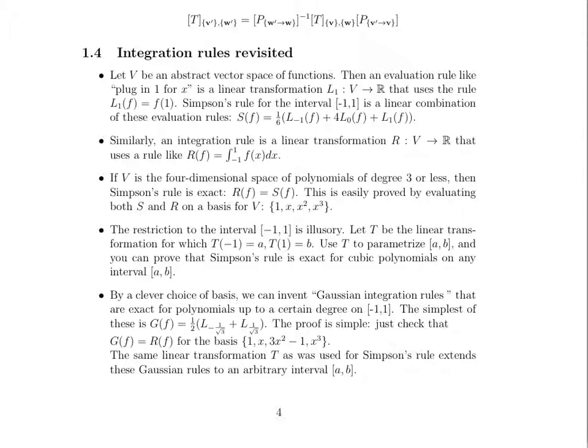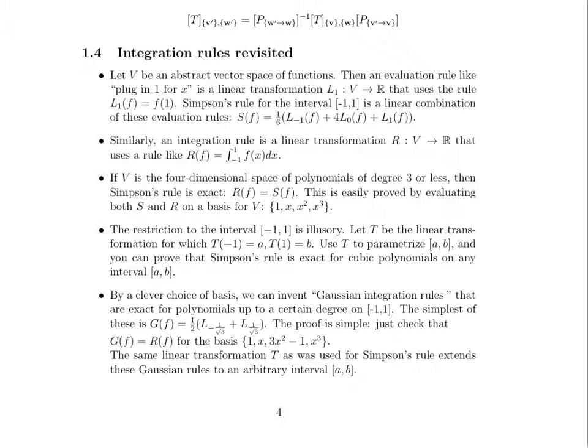Now we're going to look at other types of rules that are more and more accurate on various abstract vector spaces, and these are quite interesting to take a look at. Note that an integration rule is a linear transformation which goes from the abstract vector space of functions and spits out a real number. What it acts on is one of the functions in the vector space, and the real number is the integral of that function from -1 to +1.